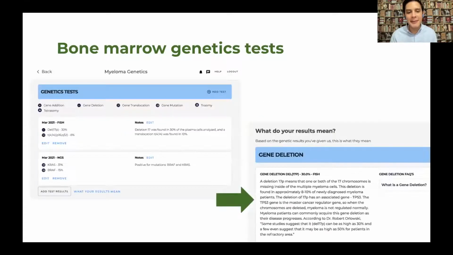The next slide, please. In Cure Hub, we have a section where you can add all those different kinds of tests and find the meaning for each mutation found. If you need help adding those tests, we can gladly help you by adding them for you.